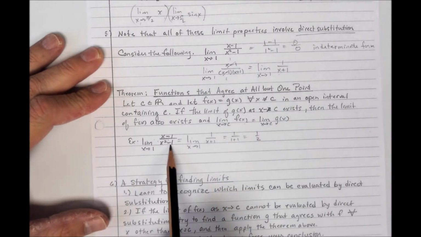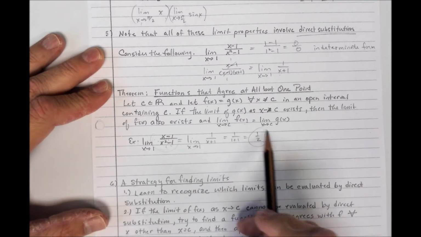So the limit of, and you say, no, you're going to get 0 over 0 with direct substitution, not by using this theorem. And this guy comes in handier than you might expect.